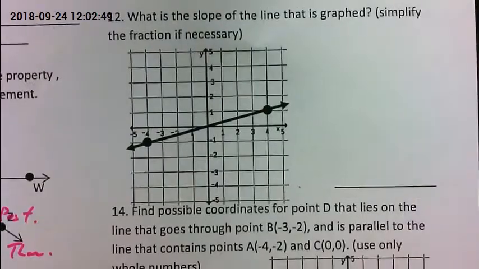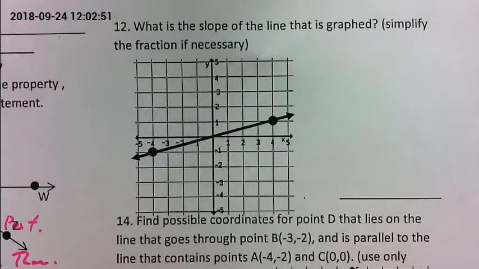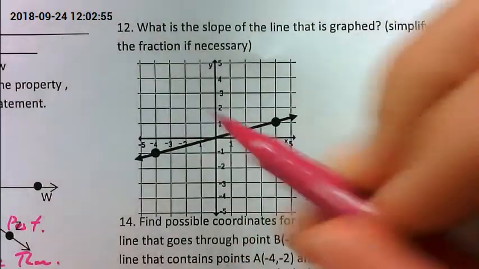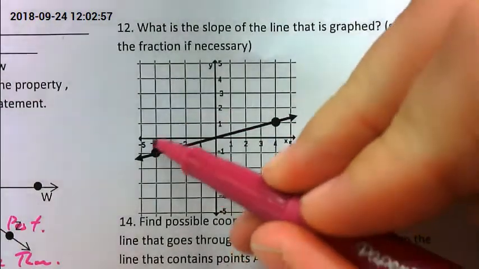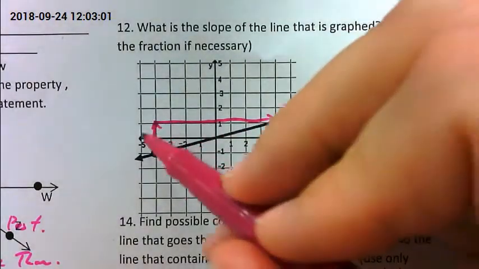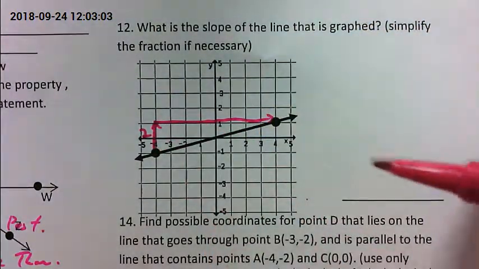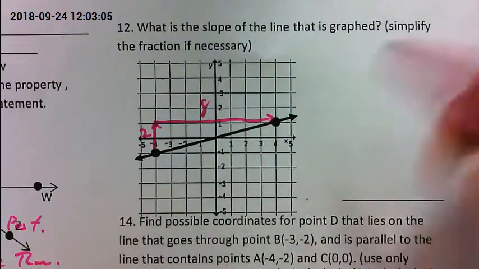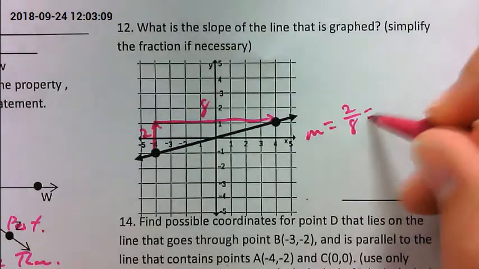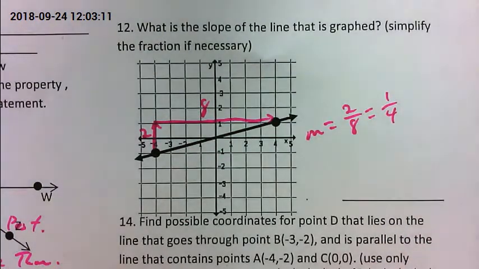Okay, number 12. What is the slope of the line that is graphed? So, how many units did you go up? How many units did you go over? We go up 2 over 8. So we can say the slope is 2 over 8, or we can reduce that. Again, we should always write it in simplest form, just like it says here.